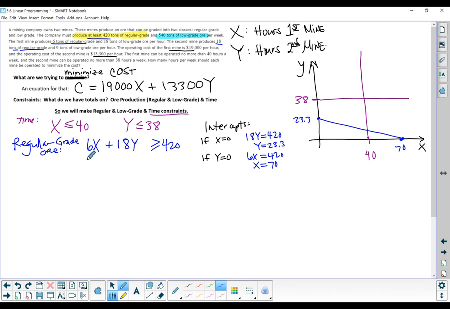Now, this was that we need more than 420. This is a greater than relationship here, so we would shade above that line. So it looks like so far our region is this trapezoid. But we have one more constraint. Our other constraint is for the low grade ore.